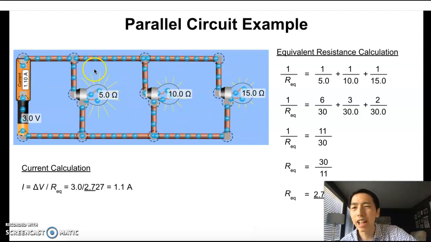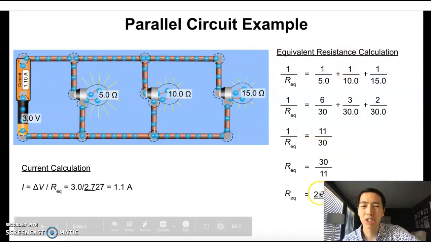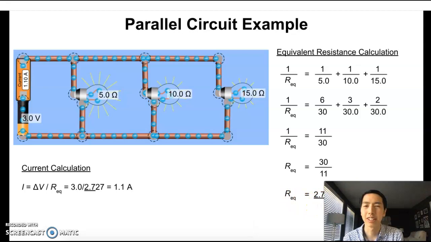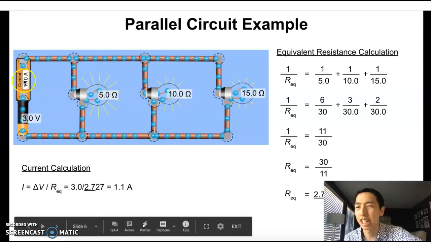So when you add extra pathways in parallel, you're actually going to lower the equivalent resistance. Think of it as a city of roads. You have traffic jams, but if you build extra highways, that can relieve some of the traffic jams and allow the current to get higher.